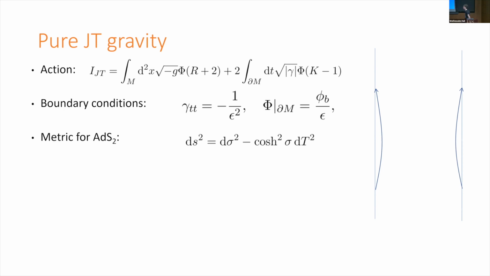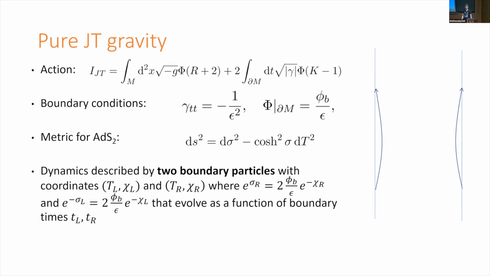Okay, so we can choose coordinates for AdS2, with sigma and global time t, where sigma is like a radial coordinate. Looks like this. And then finally, the only dynamical objects in pure JT gravity, as most people are familiar with, are the locations of the two boundary particles. So we're just working on the strip. Topology is fixed here. So we have a left boundary and a right boundary, and they're each described by two coordinates, the global time and this coordinate chi, which is like a rescaled version of sigma. Chi_R and chi_L mean how far out towards the boundary they are. I'm taking notation from a paper by Harlow and Jafferis here.